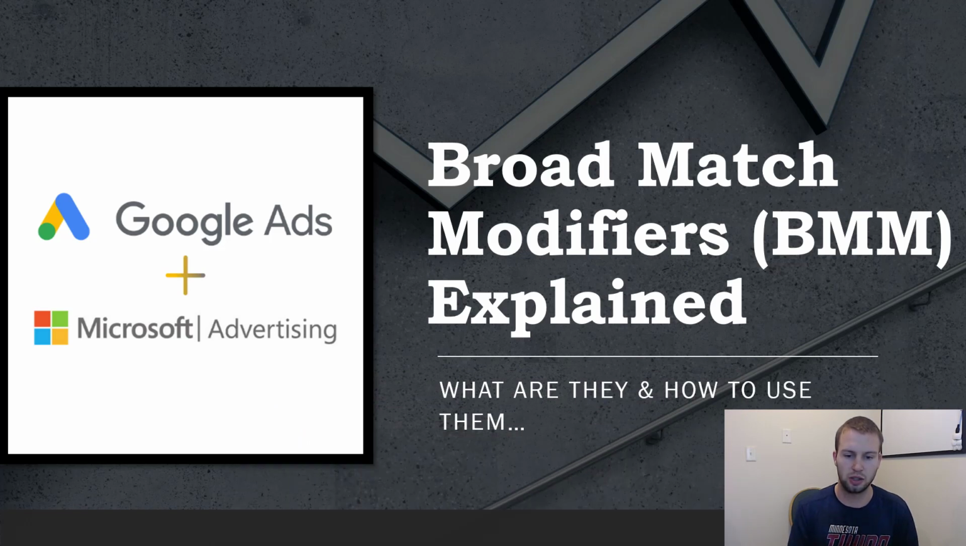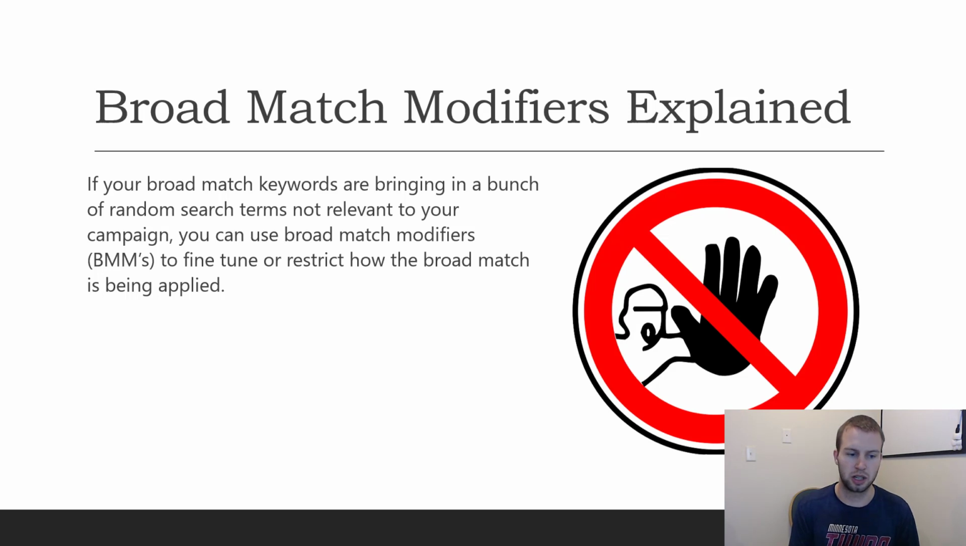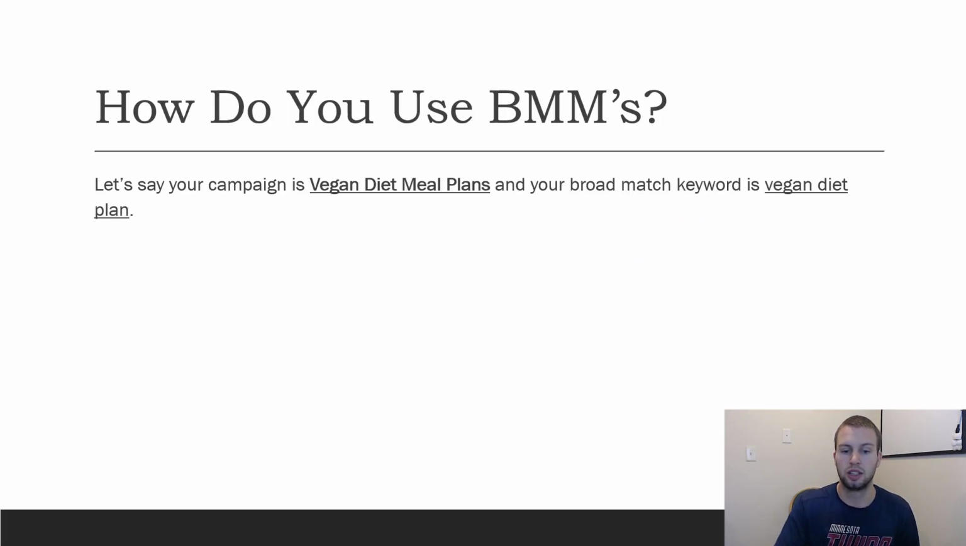And now let's get into what are broad match modifiers. So here's an explanation. If your broad match keywords are bringing in a bunch of random search terms that are not relevant to your campaign, you can use broad match modifiers, or BMMs, to fine-tune or restrict how the broad match is being applied. So how do you use these BMMs?